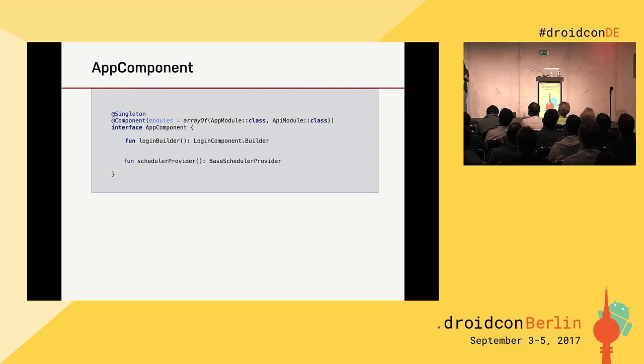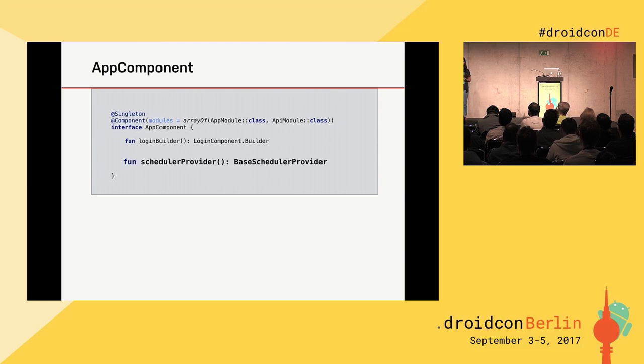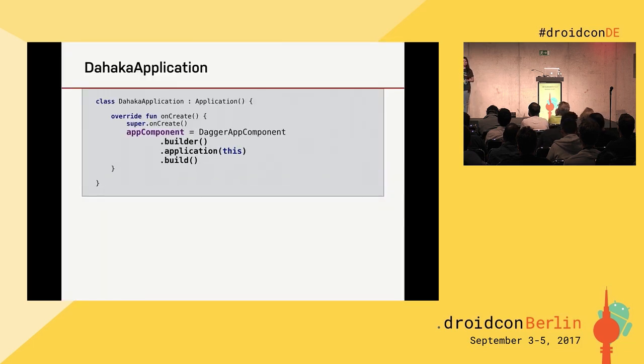Firstly, this is our app component. We're going to mark it as singleton as usual. And then we're going to expose this dependency. We'll see why we need to expose this dependency. Let's look at the application class. What needs to be done is we just need to create this Dagger app component over here.